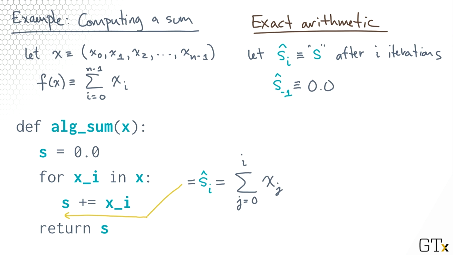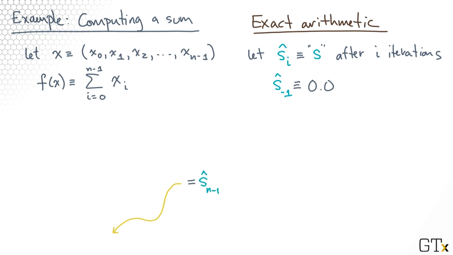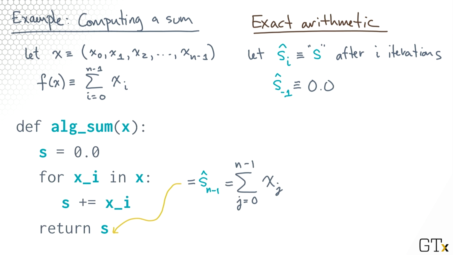So s hat sub i is just the partial sum of all the elements up to xi. And that's all well and good, but the value you want is the return value. But that's just s hat sub n minus 1. So that must be the sum through xn minus 1. And that's exactly what you wanted in the first place.